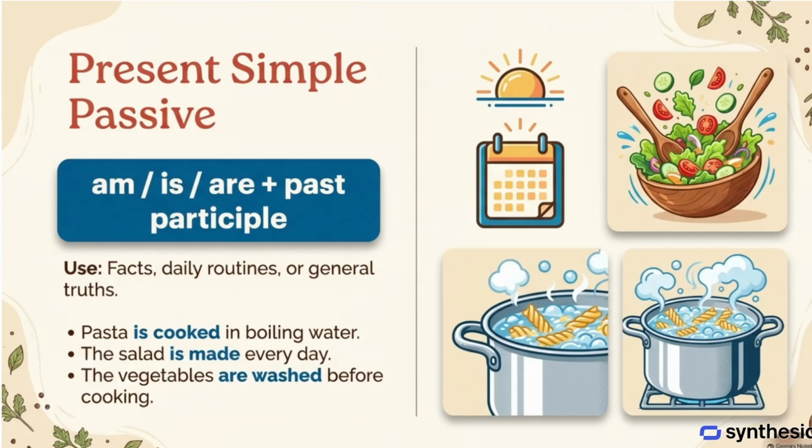Here is another example. The salad is made every day. And another one. The vegetables are washed before cooking. Notice the pattern. Is or are, plus the past participle. When we talk about facts or regular actions, we can use the present simple passive.